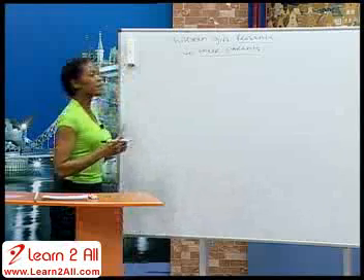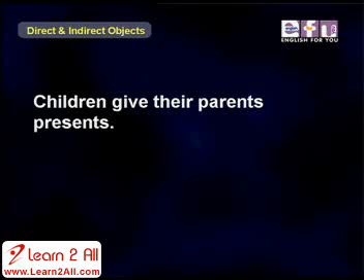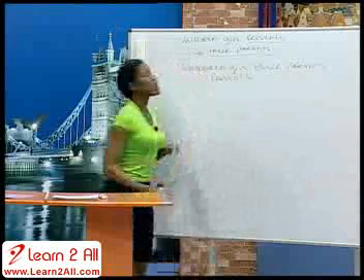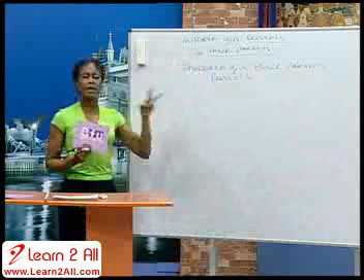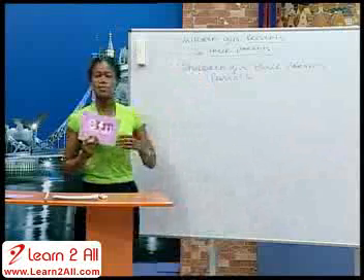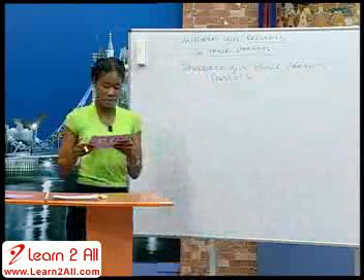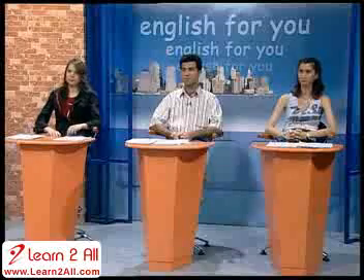Okay, and the other way to say the sentence. Children give their parents presents. Okay, good. So now we understand how to write the sentences two ways if they have a direct object and an indirect object. Great job, everyone.